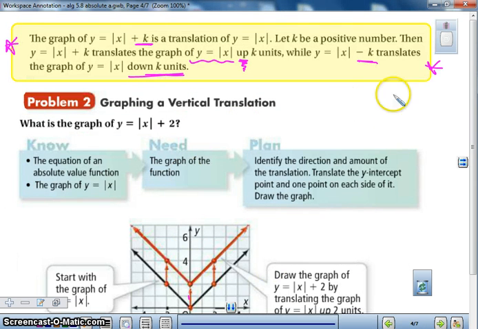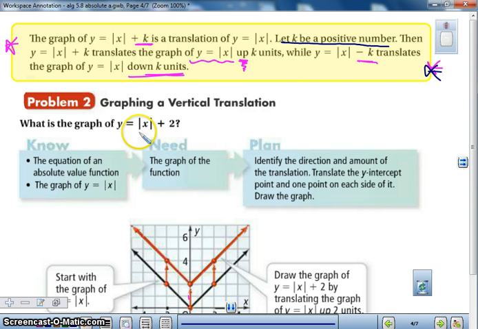We are going to see this. This you want to highlight. Put this in your notes. The graph of y equals the absolute value of x plus k translates the parent graph. K, is it positive, it's going to move that graph up k units. If it's absolute value of x minus, it's going to move it down k units.